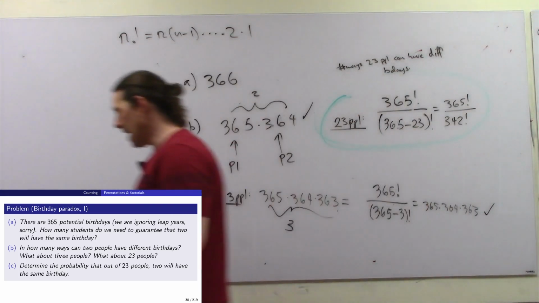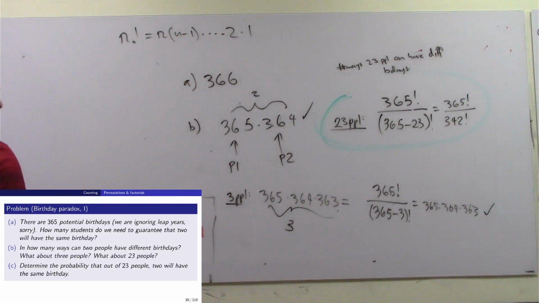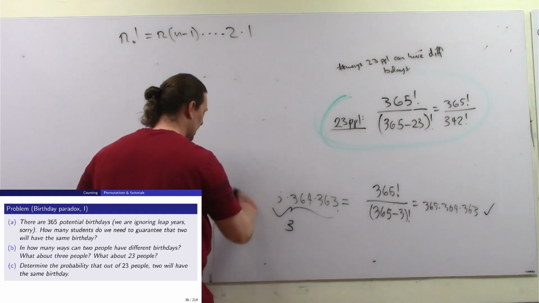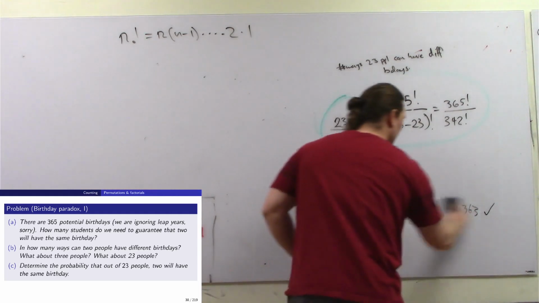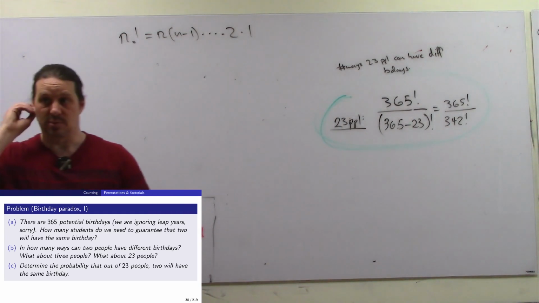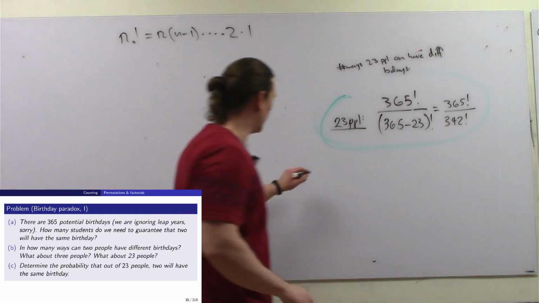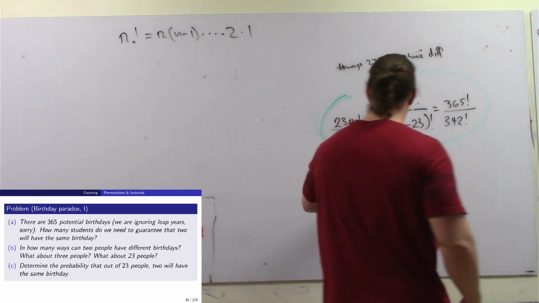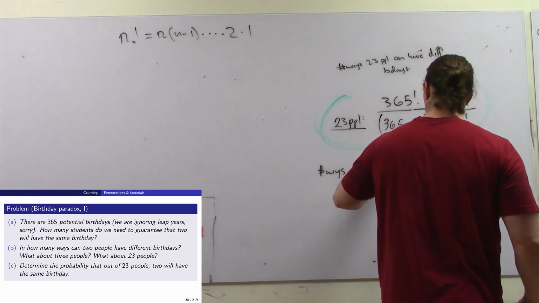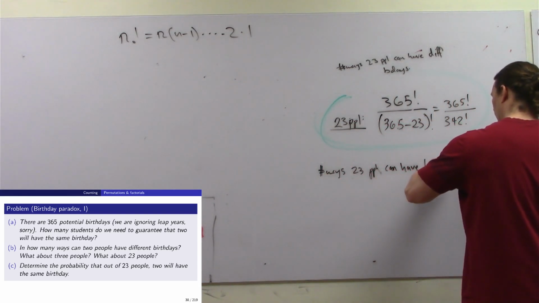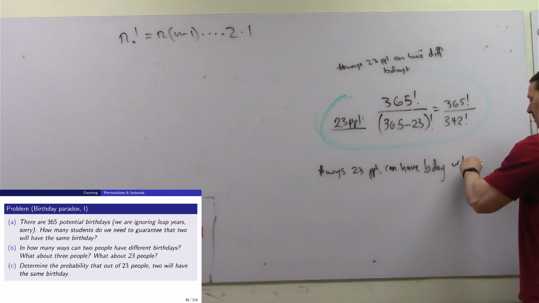Okay, now I want to answer the question of how many ways can 23 people simply have birthdays with no restrictions whatsoever? That's again a product principle problem we've done before. So the other thing I want to know is the number of ways 23 people can have birthdays, let's just say without restriction.